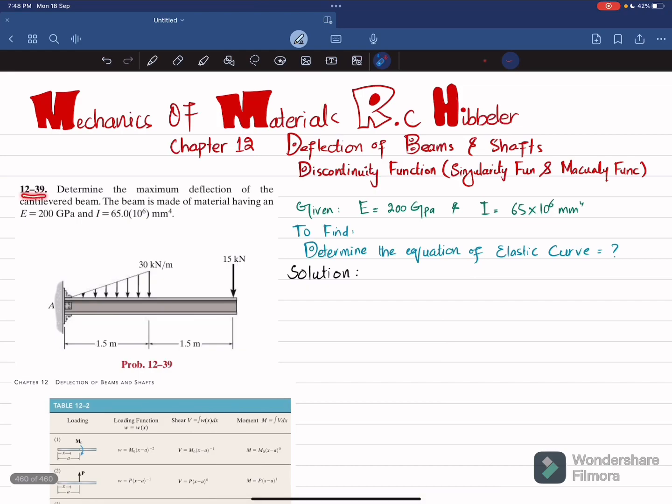Welcome back. Problem 12-39. This problem is taken from chapter number 12, that is deflection of beam and shaft, and the book name is Mechanics of Materials by R.C. Hibbeler. The statement is: determine the maximum deflection of the cantilever beam. The beam is made of material having E is 200 GPa and I is 65 into 10⁻⁶ millimeter power 4.